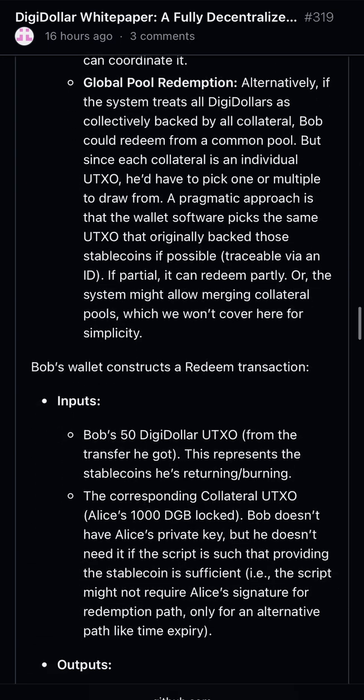Global pool redemption. Alternatively, if the system treats all DigiDollars as collectively backed by all collateral, Bob could redeem from a common pool. But since each collateral is an individual UTXO, he'd have to pick one, or multiple, to draw from. A pragmatic approach is that the wallet software picks the same UTXO that originally backed those stablecoins if possible, traceable via an ID. If partial, it can redeem partly. Or, the system might allow merging collateral pools, which we won't cover here for simplicity.